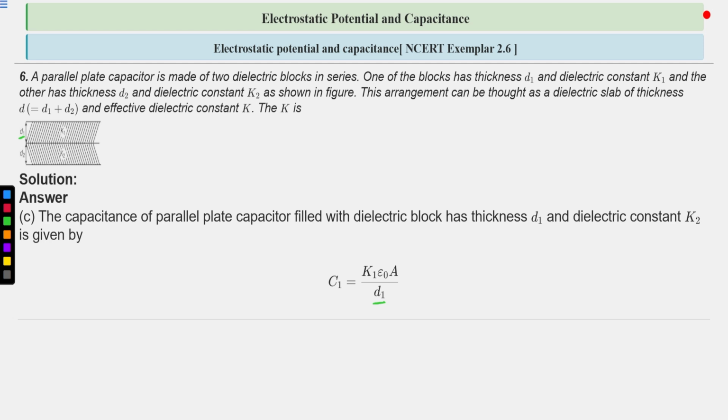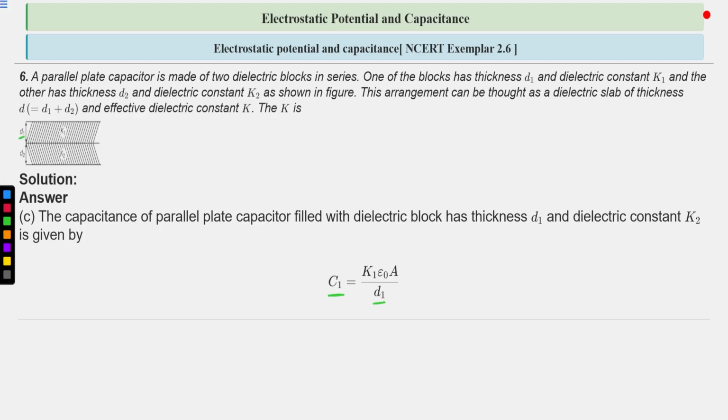To calculate the capacitance for this first capacitor, having separation D1 between its plates and dielectric medium K1 inserted between its plates, the capacitance C1 is K1 epsilon naught A upon D1. So this is the capacitance for this capacitor.